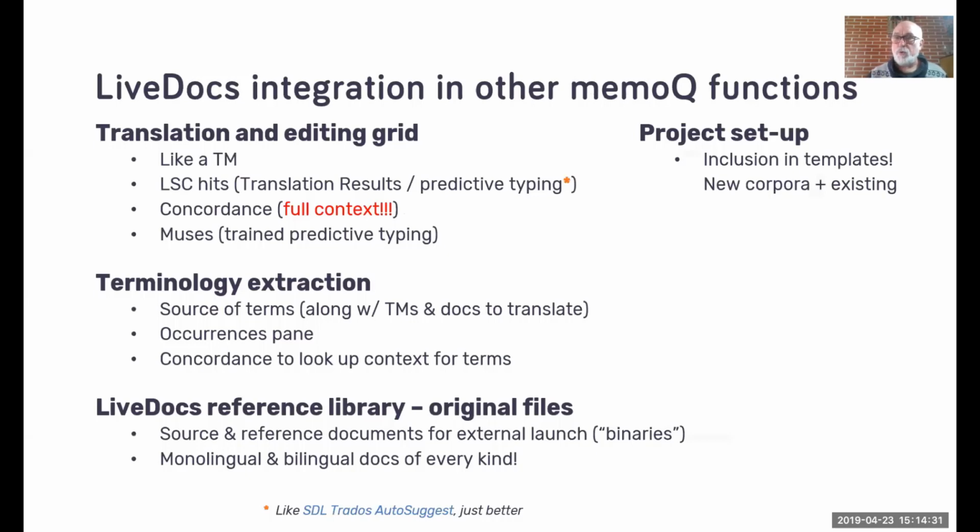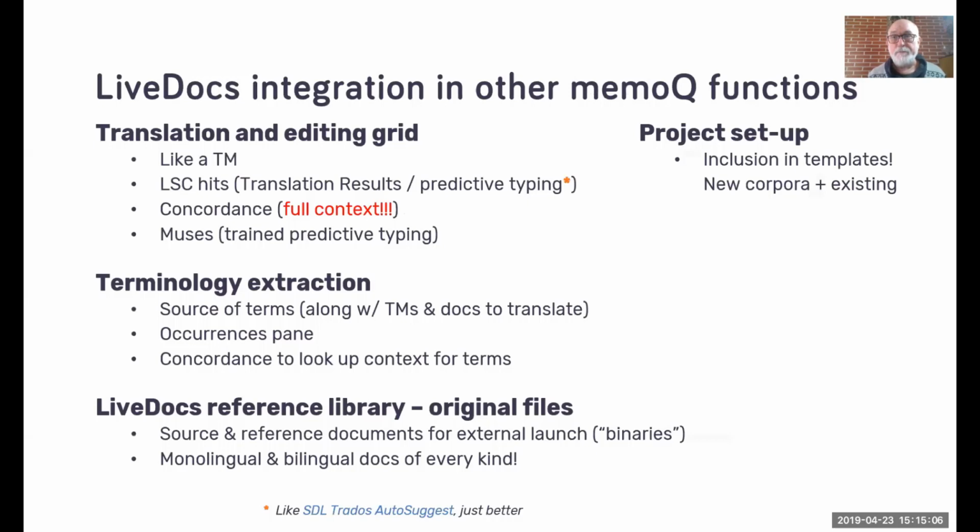You can also, when you're in the term extraction, see any occurrences of the statistical terminology that's found, the frequent terms that are found according to the criteria that you set for your term extraction. Any of those that occur in LiveDocs corpora that are attached to the project will show the occurrences in the occurrences pane at the lower left-hand side of the working window for term extraction.